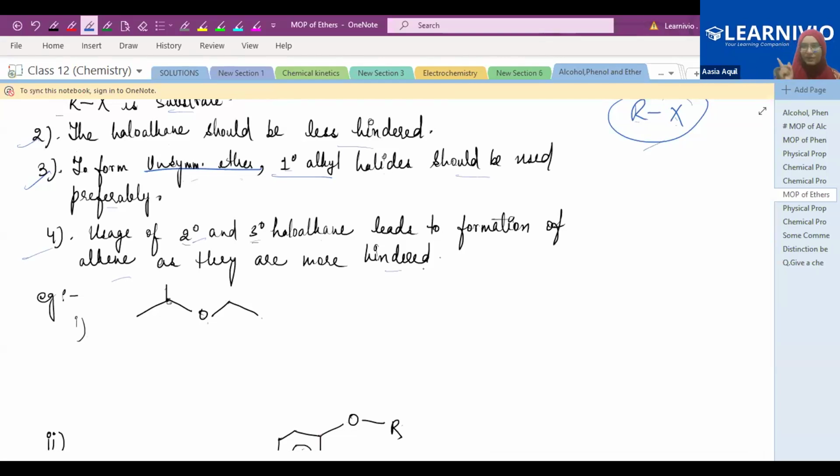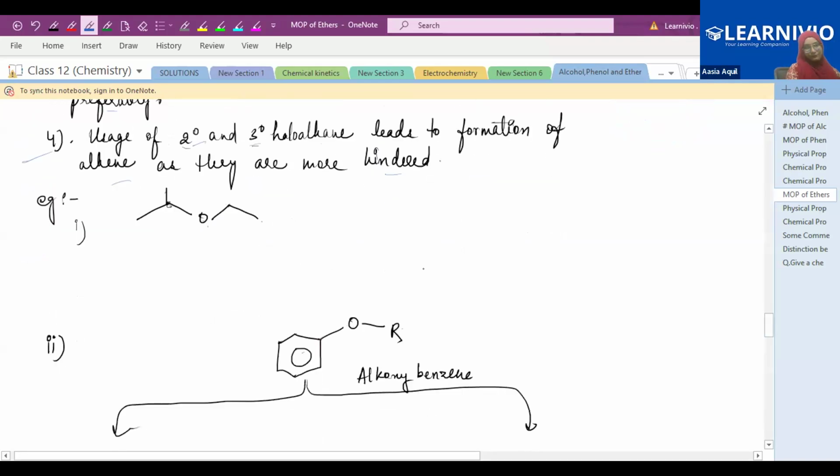Okay, so that's why we prefer only primary alkyl halide, not the secondary or tertiary one, for the formation of unsymmetrical ether. For example, this is your ether. Now the question is, what will be the substrate and what will be the nucleophile over here? Sometimes you will get the product, and they will ask you what will be the reagent, the reactant over here. So in this type of reaction, which is unsymmetrical, just try to first analyze the product.